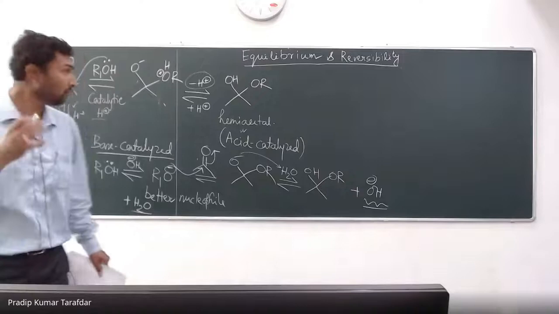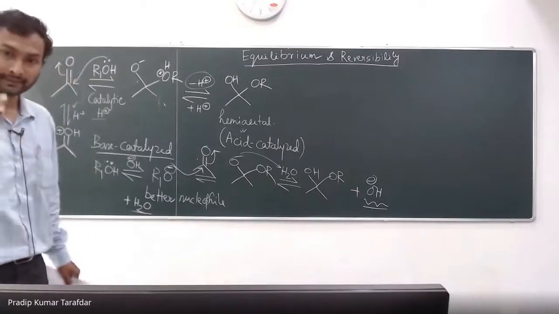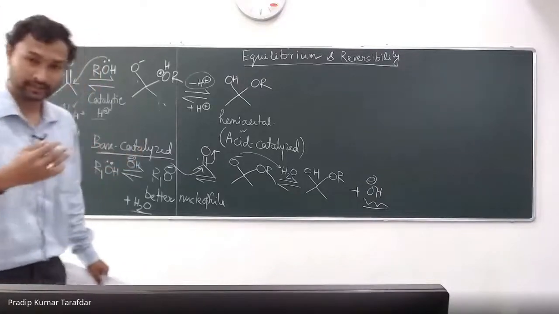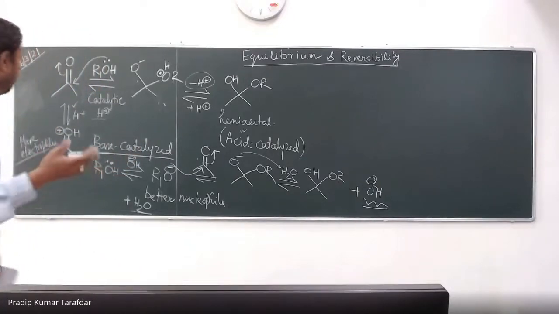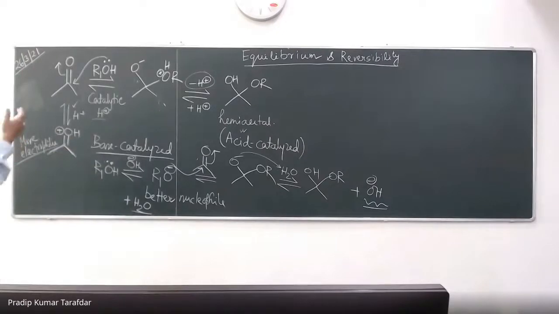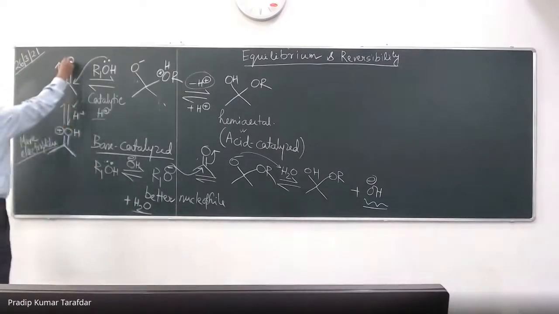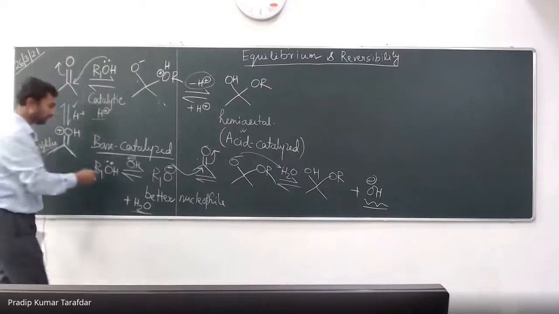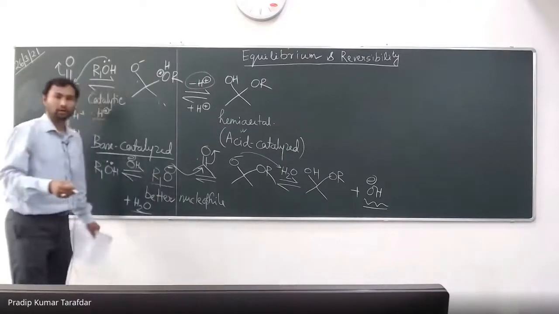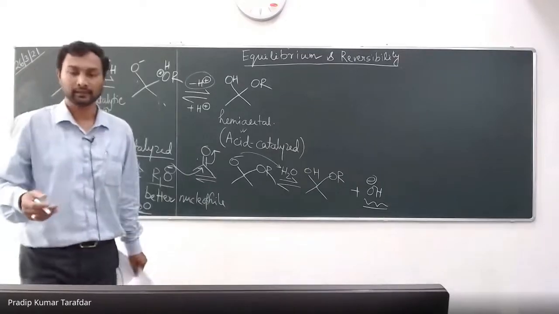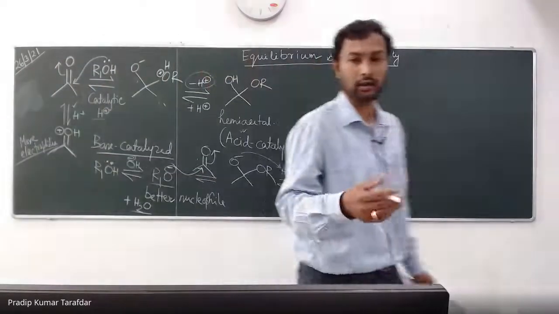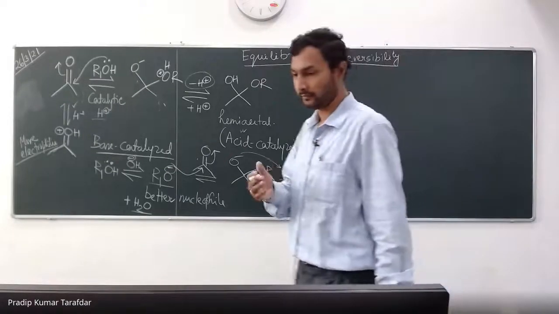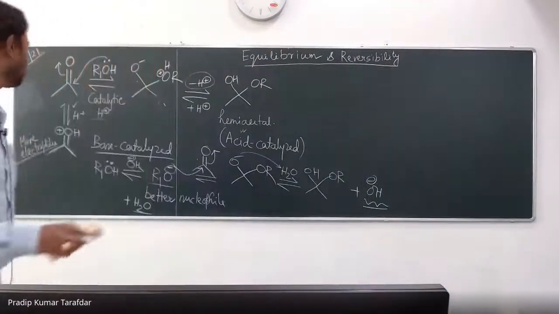So what we learned is that this acetal formation, hemiacetal actually, can be expedited in presence of acid. The mechanism is slightly different. In presence of acid, you are making your aldehyde better. In presence of base, you are making your alcohol better. You are converting your alcohol into a good nucleophile. Okay? So that is the strategy we are using.